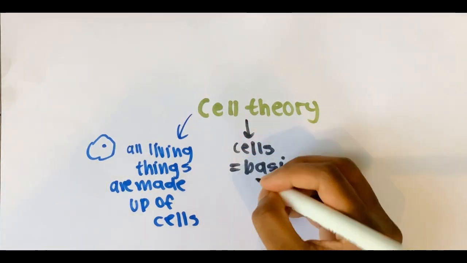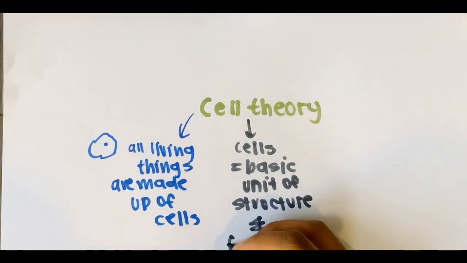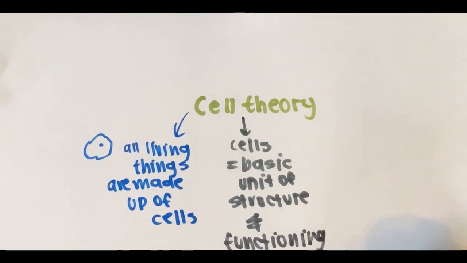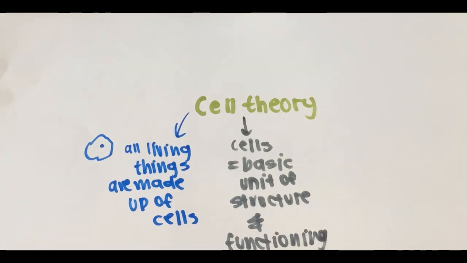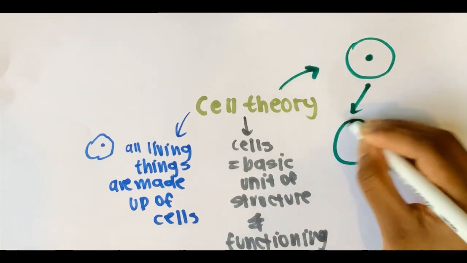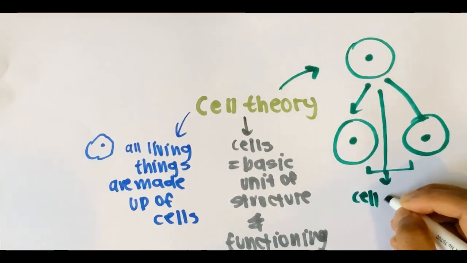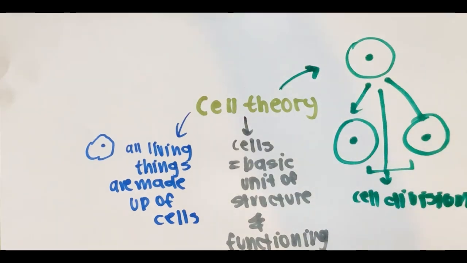The second principle is that cells are the basic unit of structure and function. In other words, cells are the smallest unit capable of carrying out all the life processes necessary for life. The third principle is that all cells arise from pre-existing cells. Cells don't just appear out of nowhere. New cells are formed from existing ones through cell division.